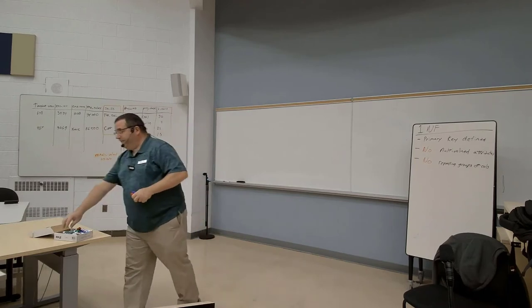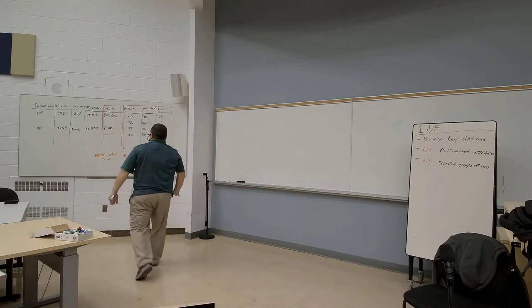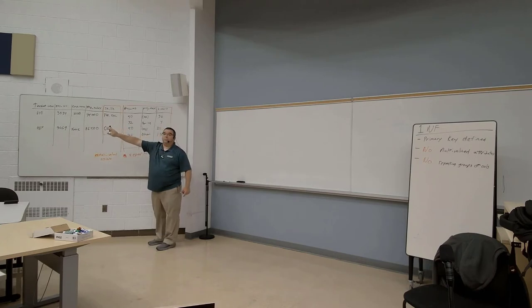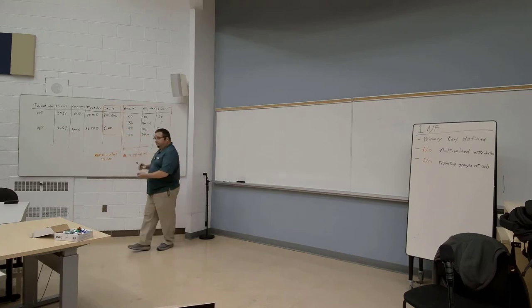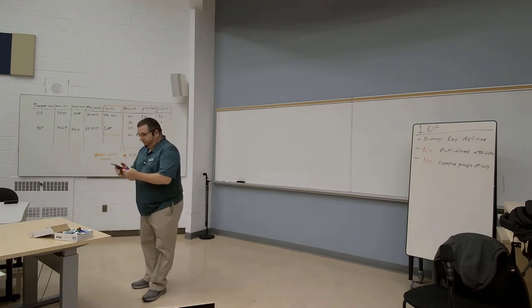So how do we fix some of these issues? Fixing this one is pretty easy. We just populate the entire row. So that's the starting point. So I'm going to take a picture of that. So I've got a picture of the starting point.